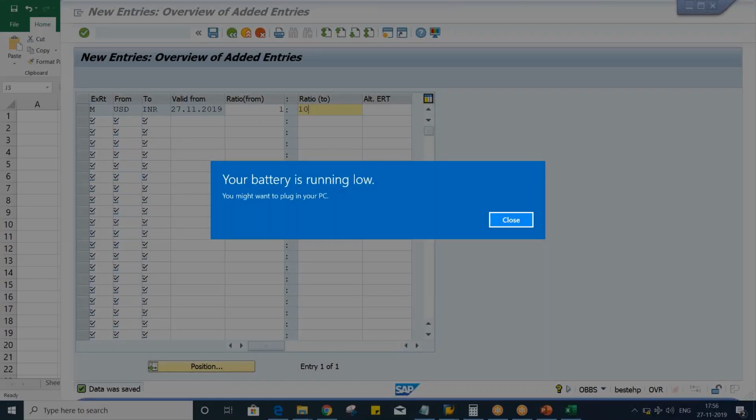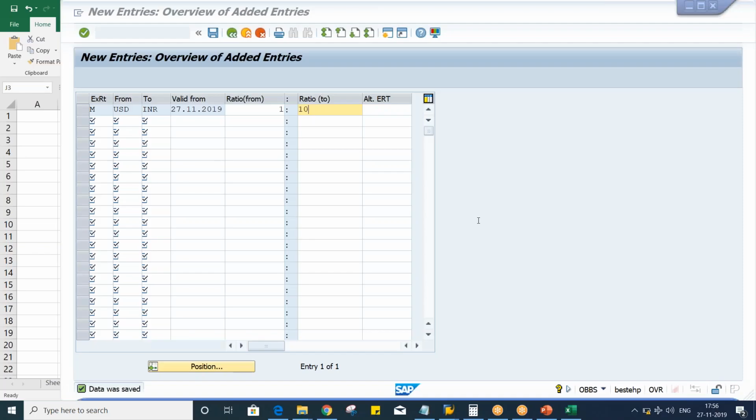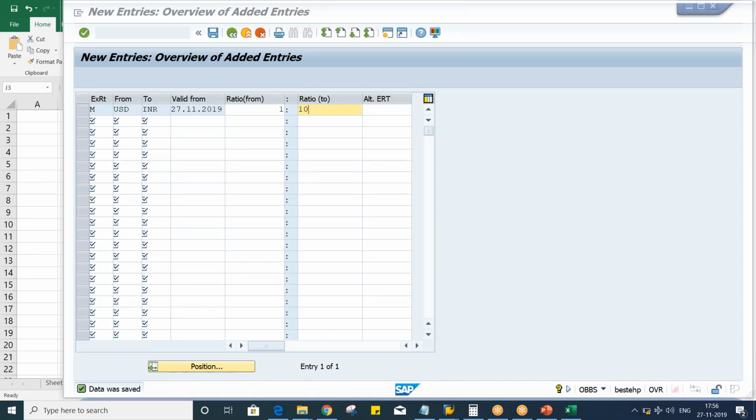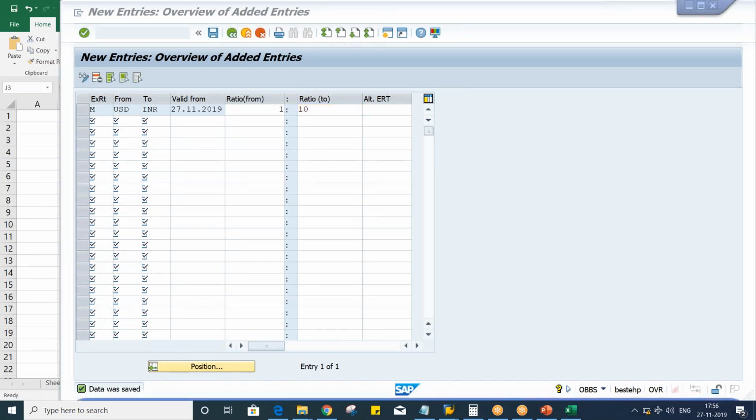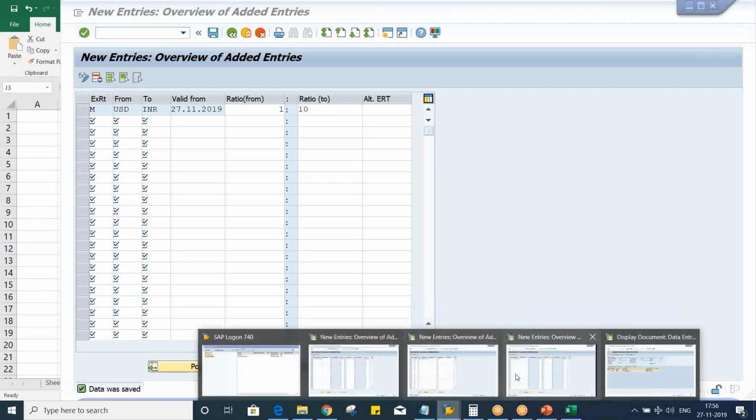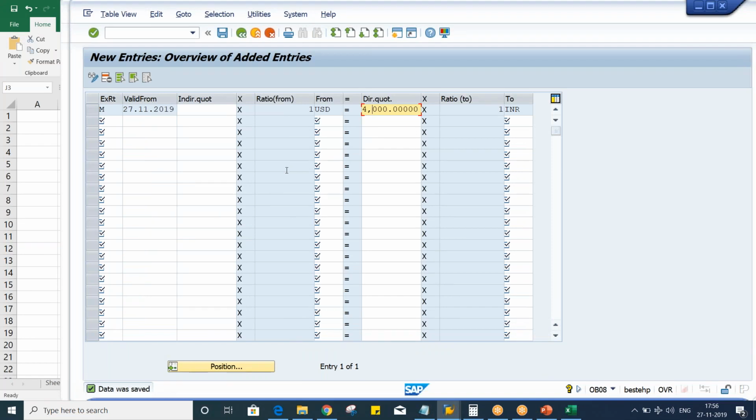So now what are we going to give? We are going to give the ratios. We are going to specify the translation ratio. In the translation ratio, we are going to specify either 1:10, 1:100 as per our requirement, and then based on that, we are going to specify the rate here.